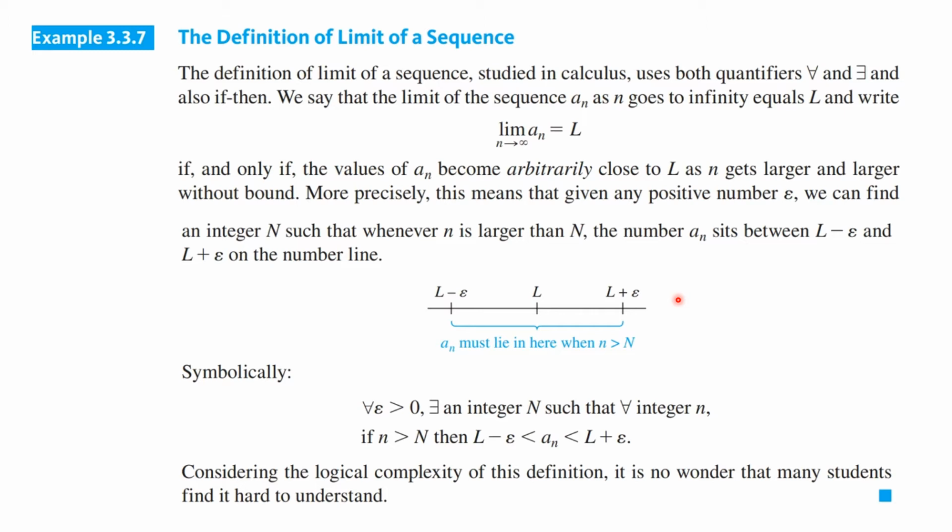The definition of a limit of a sequence that's studied in calculus uses both quantifiers, for every n there exists, and also if then. It really is pretty complicated. Symbolically, this is what it says. For every epsilon greater than 0, there exists an integer capital N such that for every integer lowercase n, if lowercase n is bigger than capital N, then L minus epsilon is less than A sub n is less than L plus epsilon. Considering the logical complexity of this definition, it's no wonder that many students find it hard to understand.